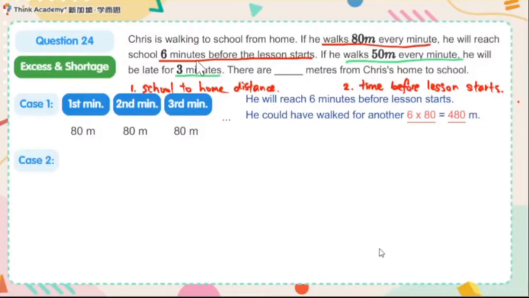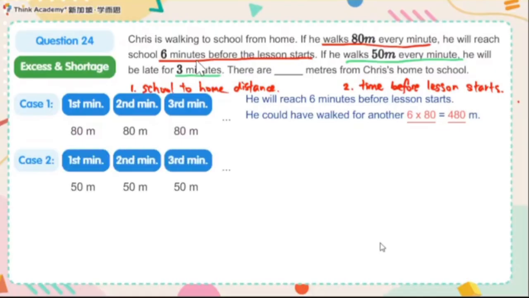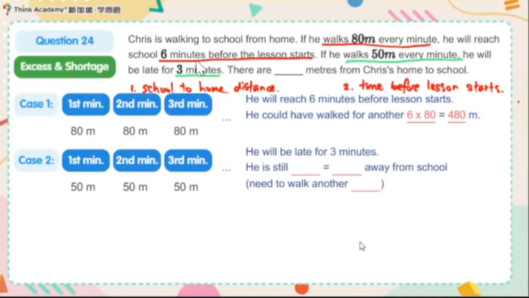But what about case two? In case two, he walks 50 meters every minute. By the time lesson starts, he will be late for 3 minutes. That means he still needs to walk for 3 minutes at this speed, 50 meters per minute, before reaching school.